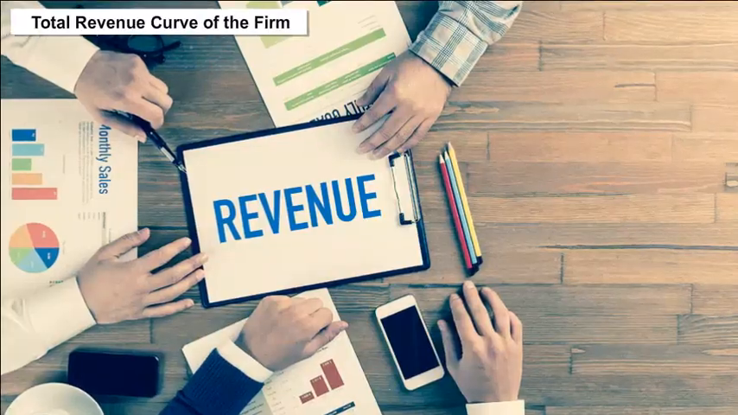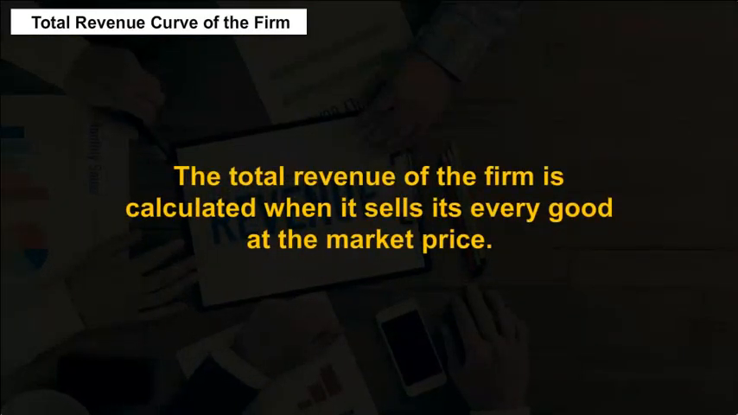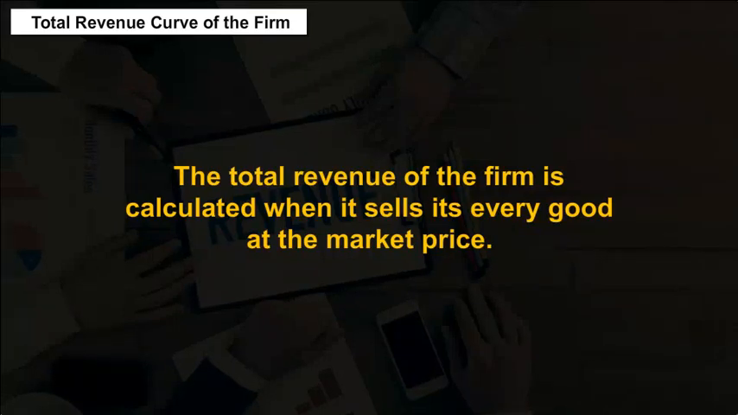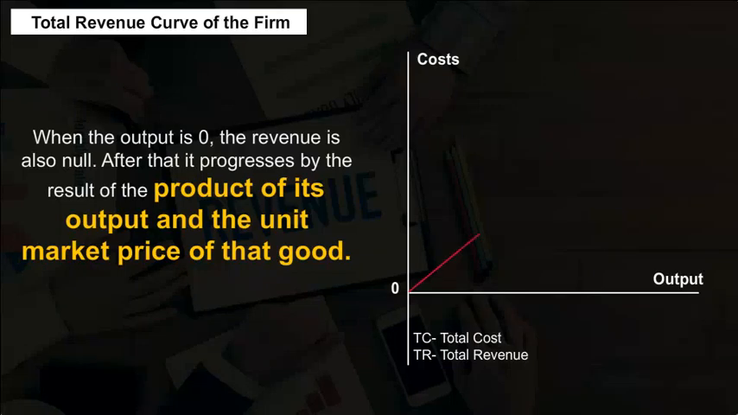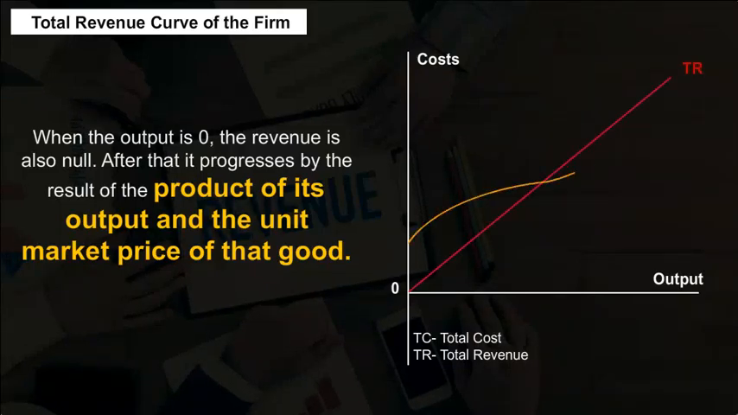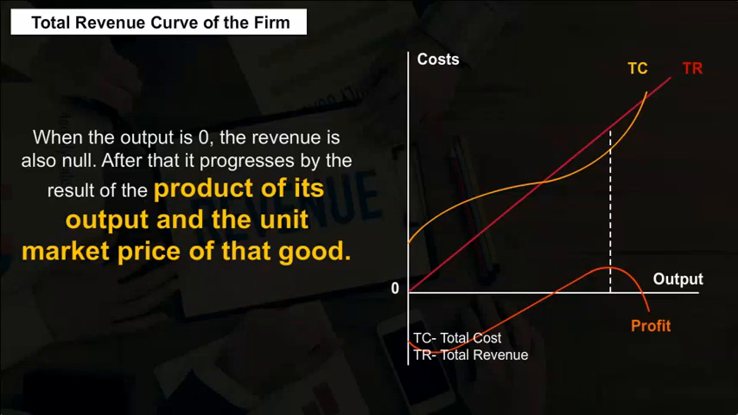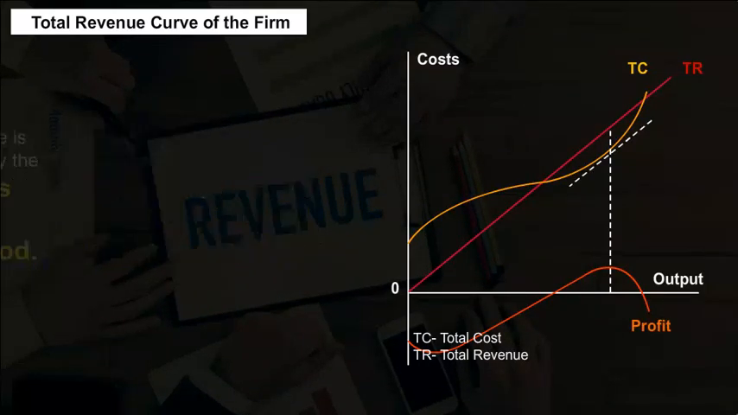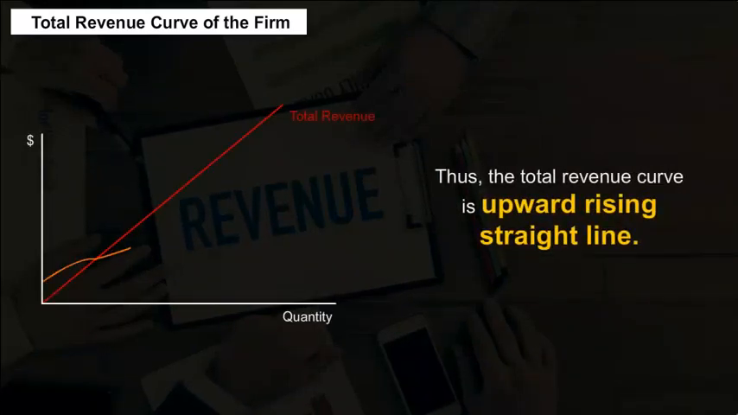Total revenue curve of the firm. The total revenue of the firm is calculated when it sells every good at the market price. When the output is zero, the revenue is also null. After that, it progresses as the product of its output and the unit market price of that good. Thus, the total revenue curve is an upward rising straight line.